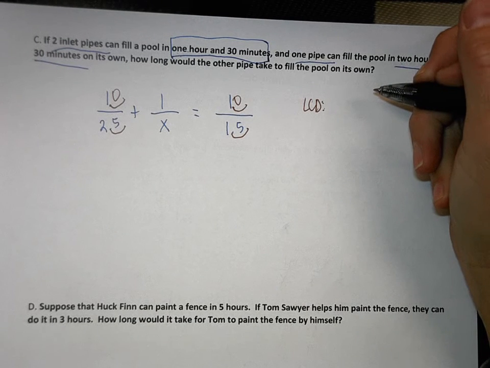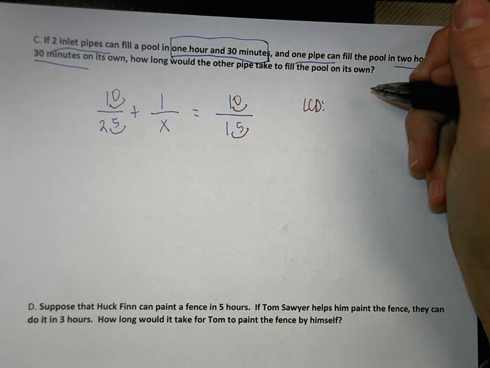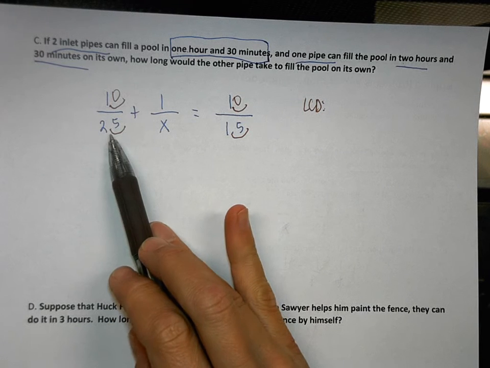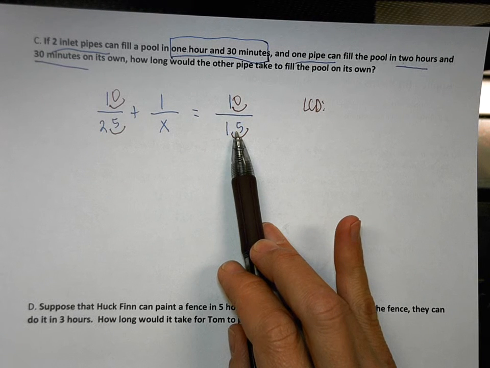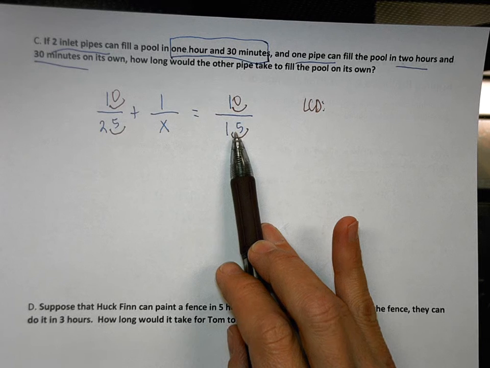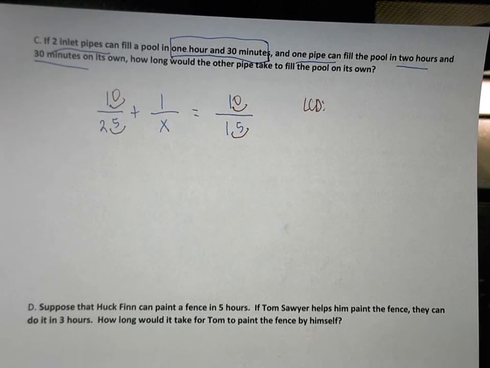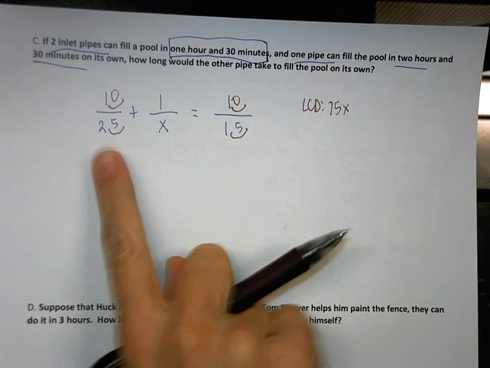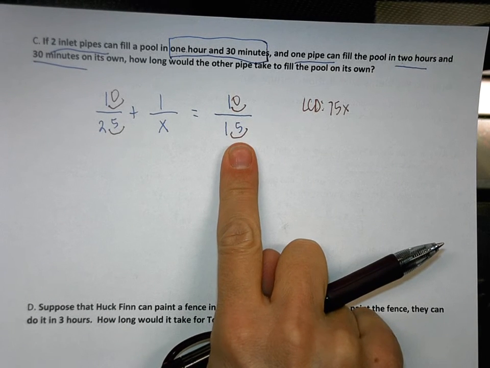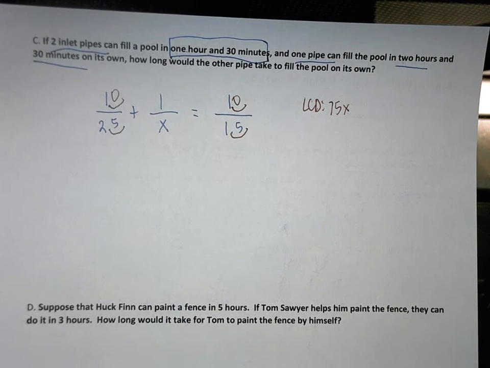25, 75x, 15. So 25 is 5 and 5, right? 15 is 5 and 3. So we need at least 2 5s and 1 3. So 75x is correct. Now, could you multiply 25 times 15 together and use that number? Yes. You'll just have to reduce more at the end.